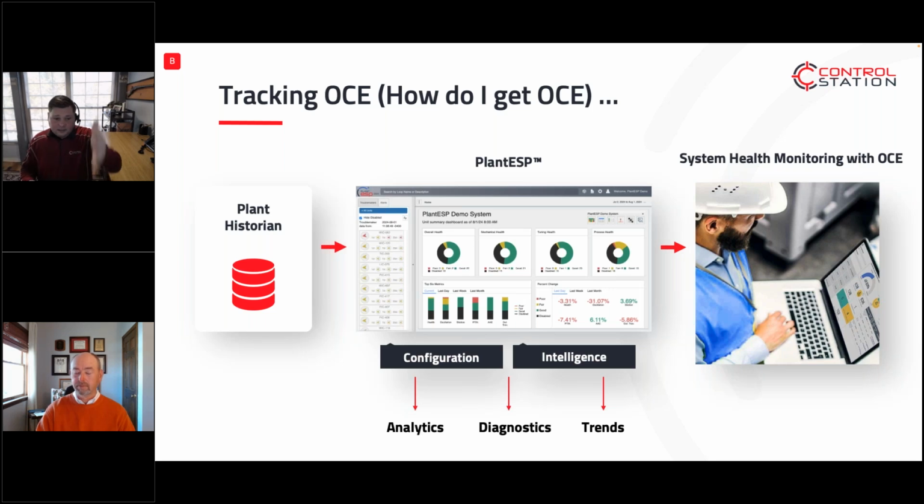What's nice is this leverages all the data you already have, right? You've got plant historians. Everyone here has most likely invested a significant amount in their data historians, and more data gets thrown in those historians. Let's generate some value out of that data.